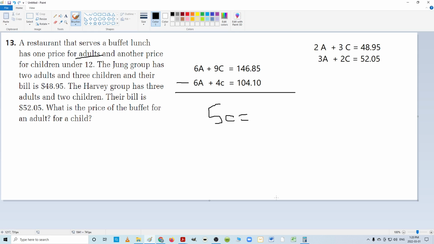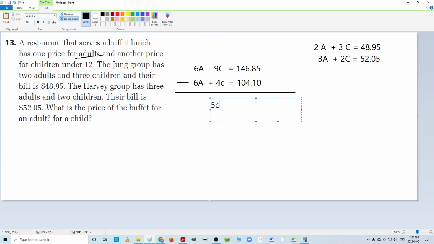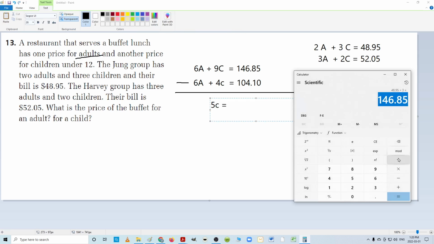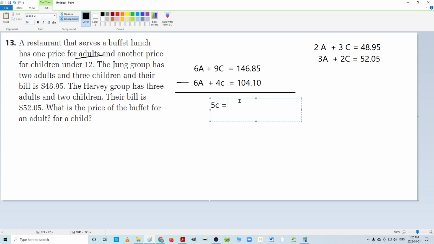And here I have to use a calculator. So I'm just going to do 5C is equal to 146.85 minus 104.1. And I get that. And now I just got to divide both sides by 5.